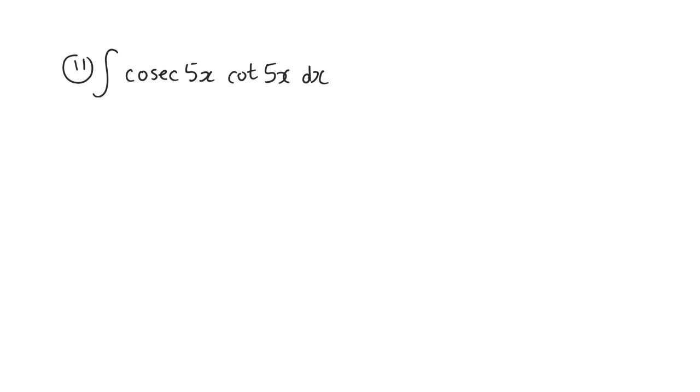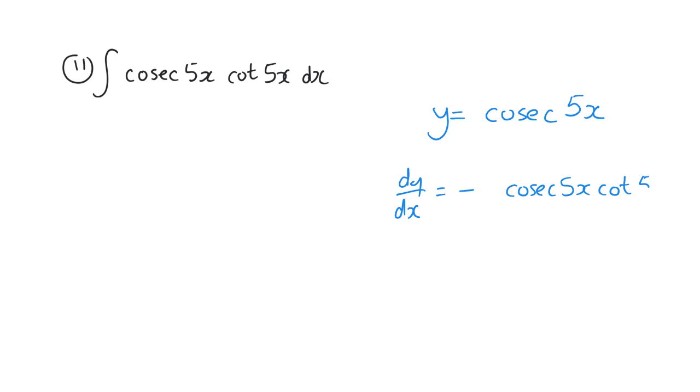Number 11 then, we're integrating cosec 5x cot 5x with respect to x. So again, you say, well, what would I differentiate to get cosec cot? Well, you differentiate cosec to get cosec cot. So let's make our guess cosec 5x. So when we differentiate, you get minus cosec 5x cot 5x, and then we'll have to differentiate the 5x, so times 5.